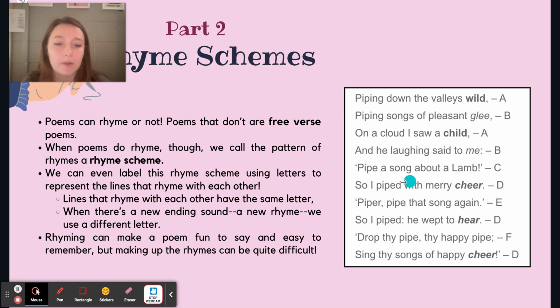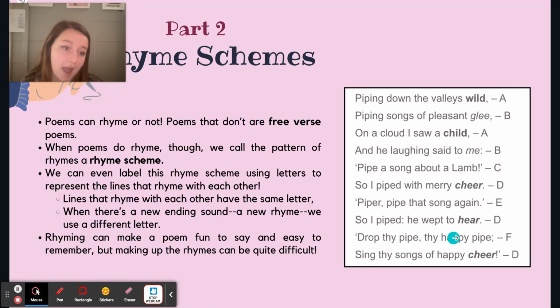When we're going forward with everything, our next line has a completely new sound. So it's not going to get A or B, it's going to get the next letter, C. So I piped with merry cheer doesn't rhyme with it, so it gets the next letter, D. Piper piped that song again doesn't rhyme with anything we've had so far, E. So I piped, he went to hear. This does rhyme with cheer, so it gets that same letter, D.